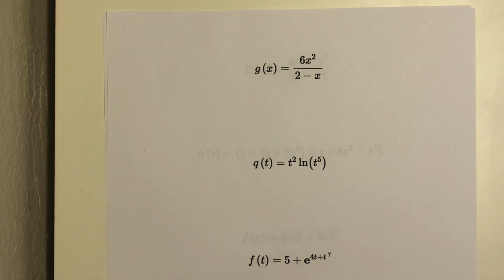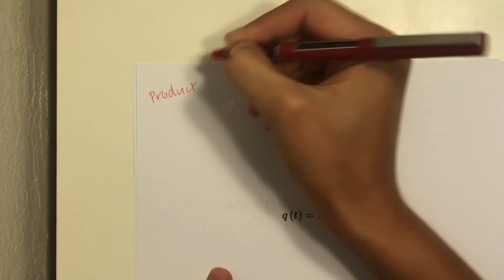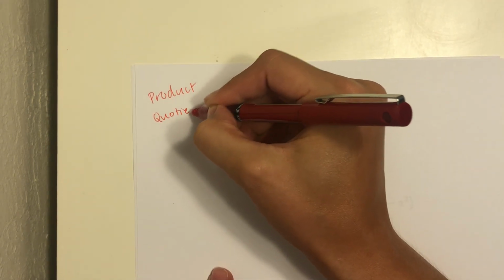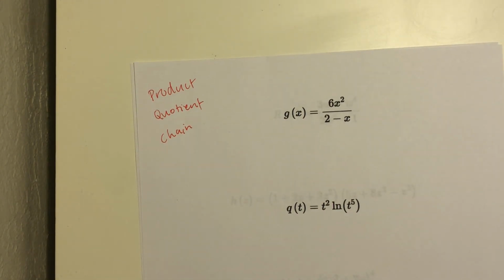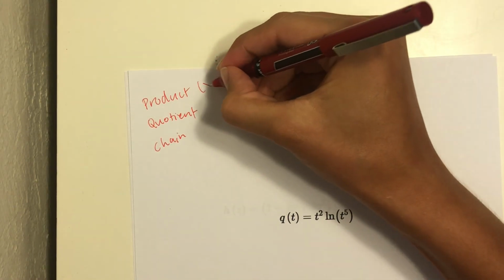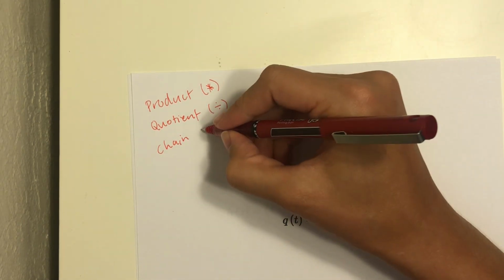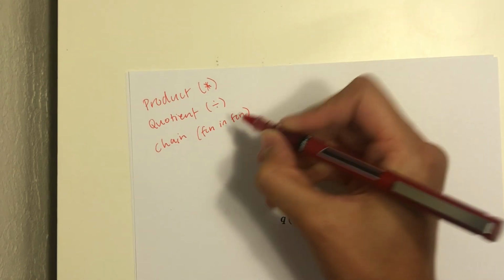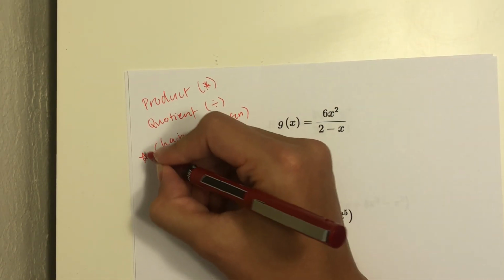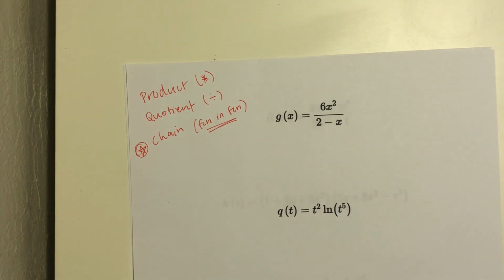Alright, so in this video we're going to go over the three main rules for derivatives. There's the product rule, quotient rule, and chain rule. Just to go over a super quick review: product means multiply, quotient means divide, and for chain, you're going to look for a function inside a function. Chain rule is generally the one that's the most difficult for students to identify.